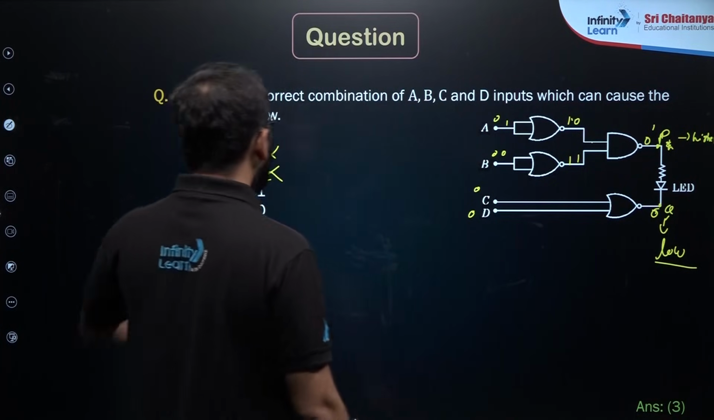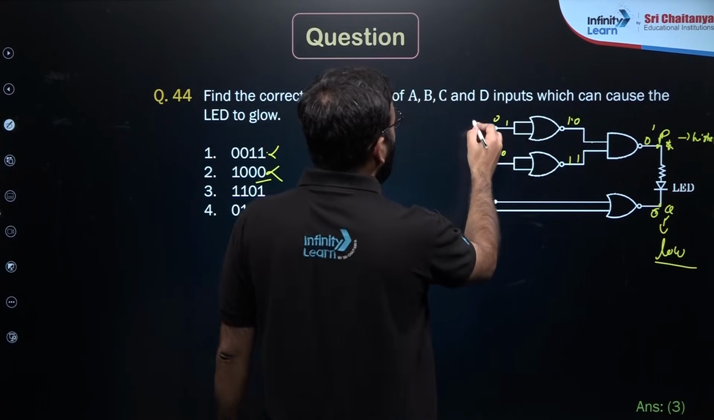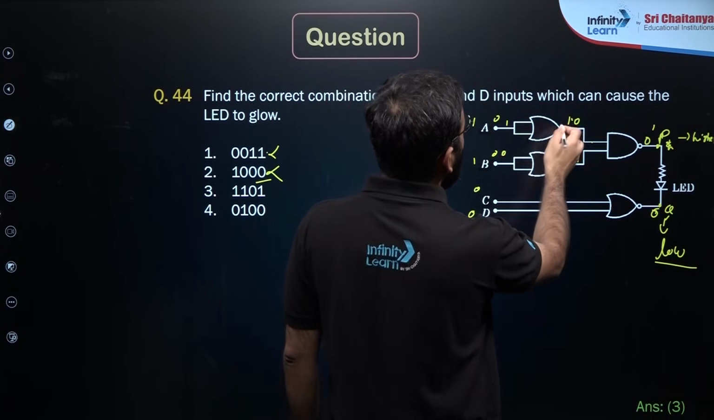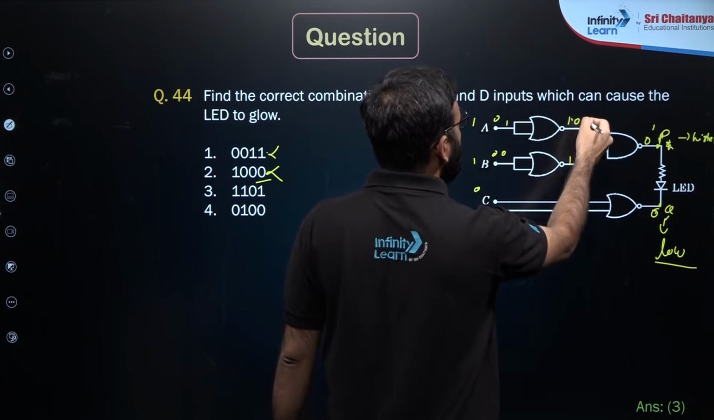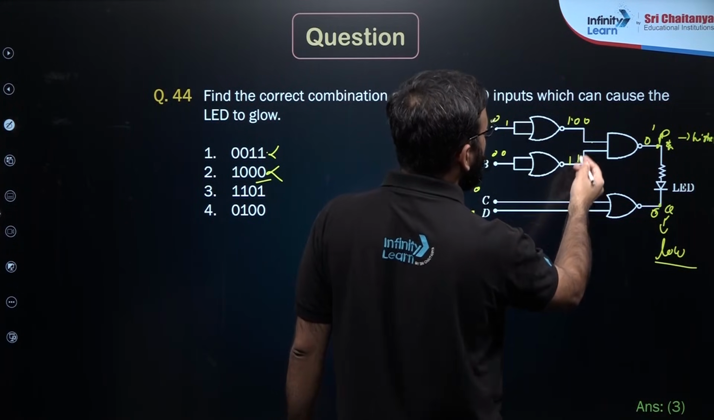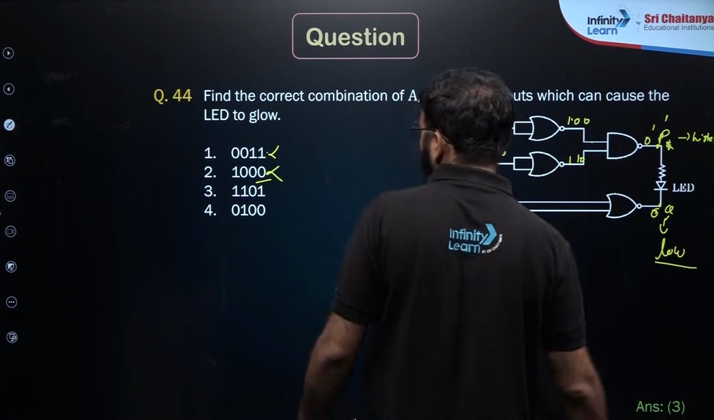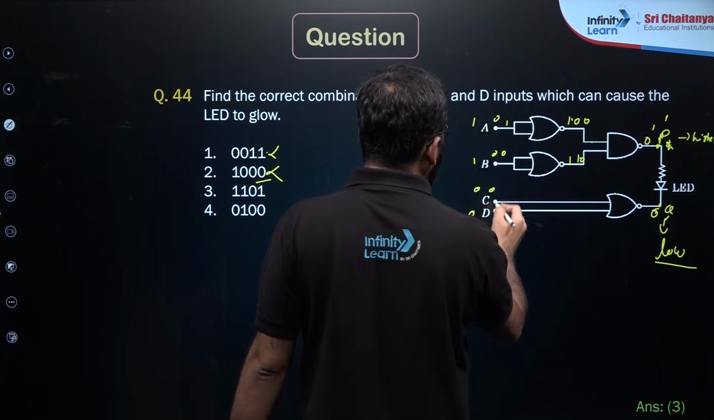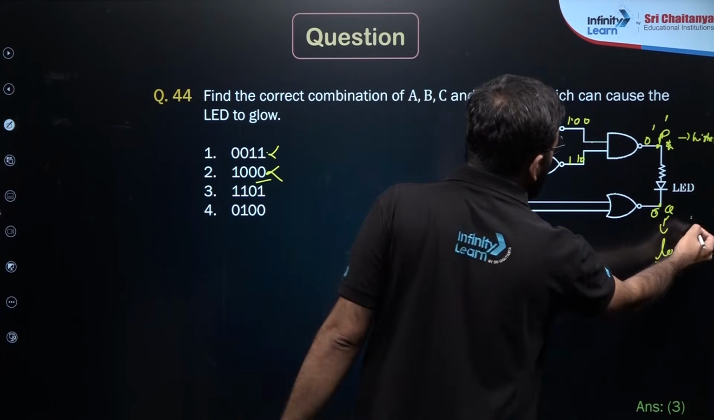Similarly, check the third one: 1, 1, 1, 1. So 1 plus 1 is 1, 1 bar is 0. 1 plus 1 is 1 and 1 bar is again 0. 0, 0 into 0, 0 bar 1 is 1. Again put 0 into 1 of this one. So again both you can get the same, 1, 1.